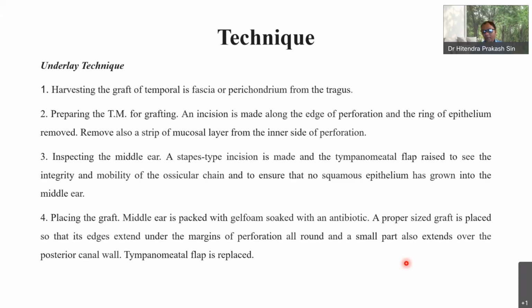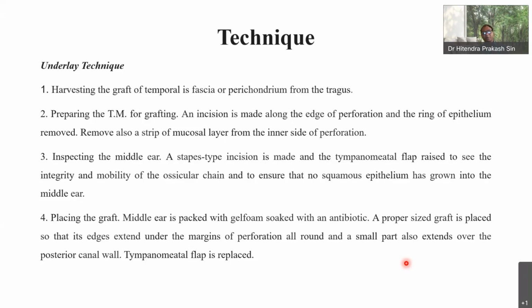Technique, there are two techniques, underlay and overlay. Underlay technique, in this we harvest the graft, we prepare the TM for grafting, we remove the edges of the perforation. We give an incision along the edges of perforation and a ring of epithelium is removed from the perforation. So the rounded margins of the perforation become bare, and we also remove a strip of mucosal layer from the inner side of perforation.